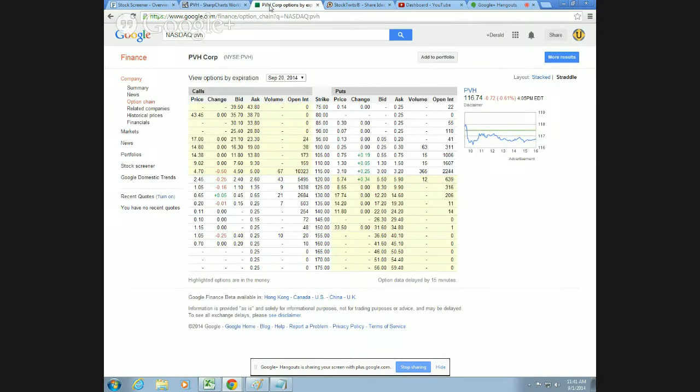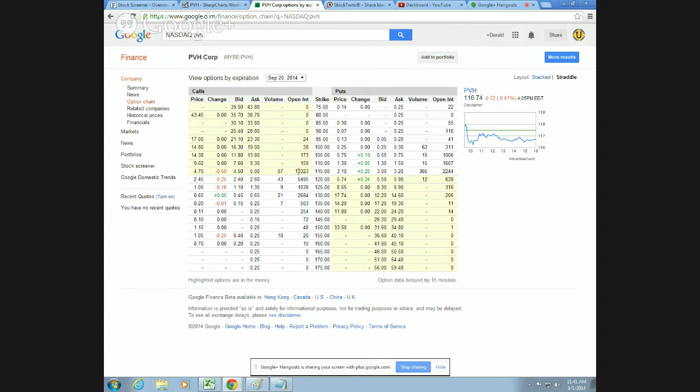When I look at the option chain, it only has monthly, so this is for September expiration, which would be 2 weeks from this Friday. So you basically have 14 trading days if you were going to use this expiration to put a trade on.